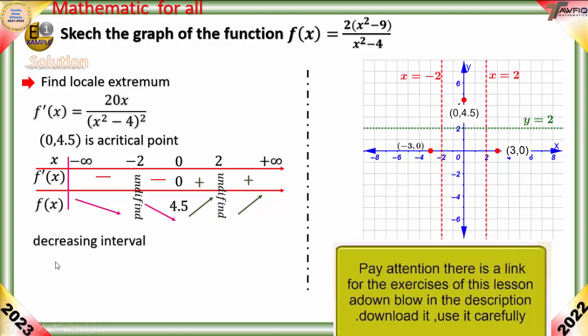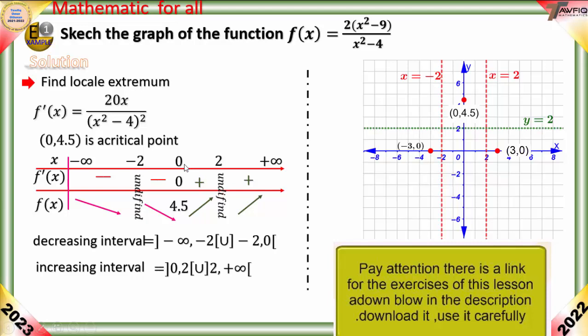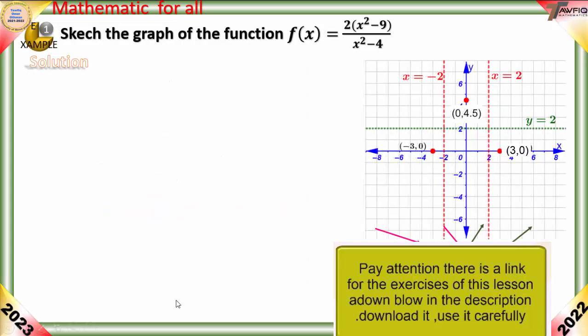So the decreasing interval is from minus infinity to minus 2, and from minus 2 to 0. And the increasing interval is from 0 to 2, and from 2 to positive infinity. And the point 4.5 is a local minimum.